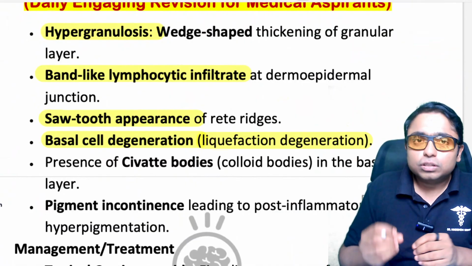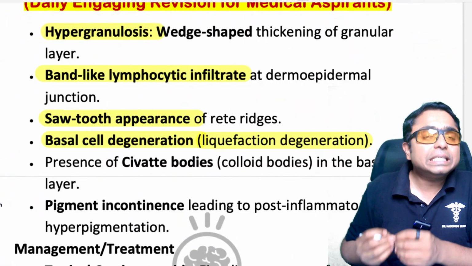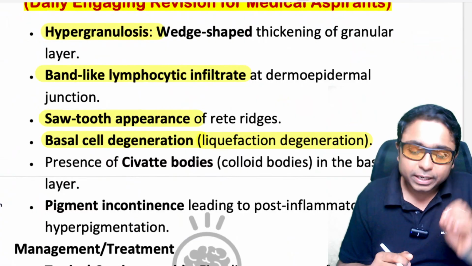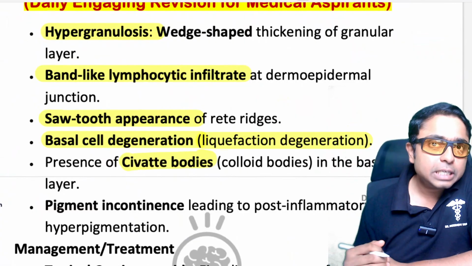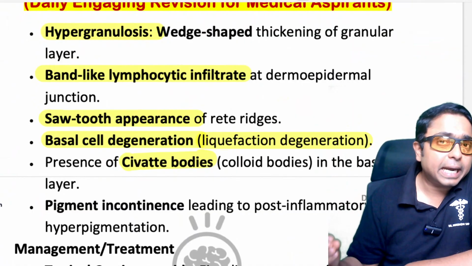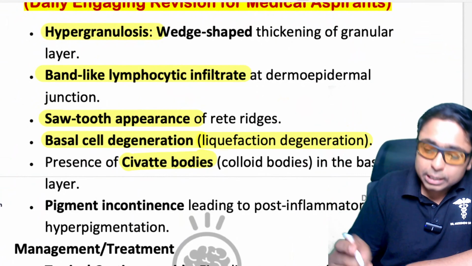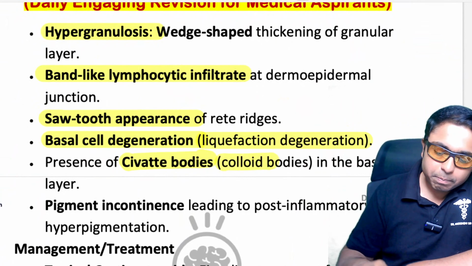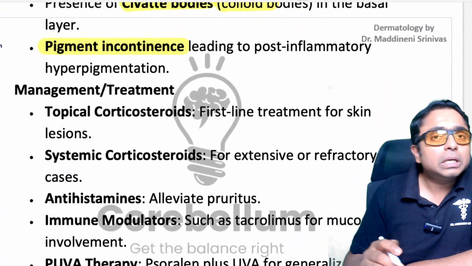Because of the band-like lymphocytic infiltrate at the dermoepidermal junction, there is going to be degeneration of the stratum basal cells, which is also called liquefactive degeneration. And remember, in the epidermis, these lymphocytes are going to produce apoptosis of the keratinocytes, and they are called civatte bodies, or colloid bodies, which are going to be classically seen in lichen planus.